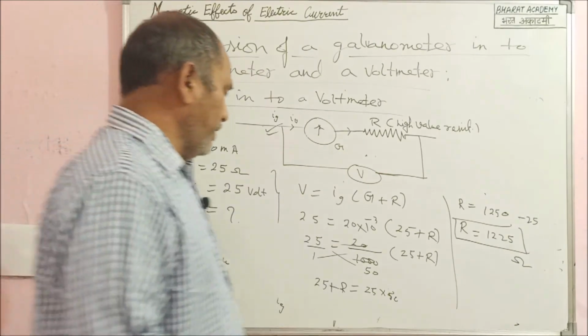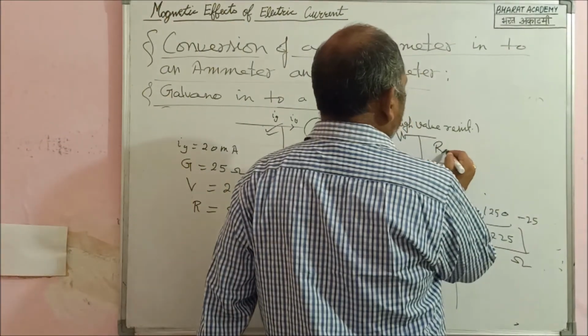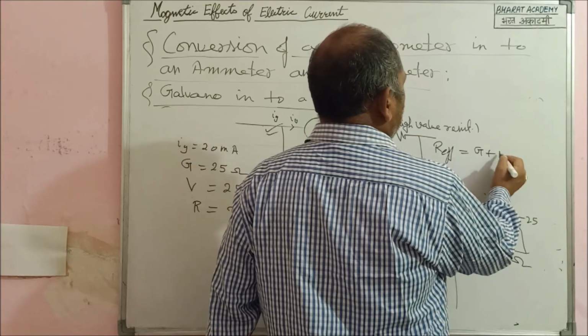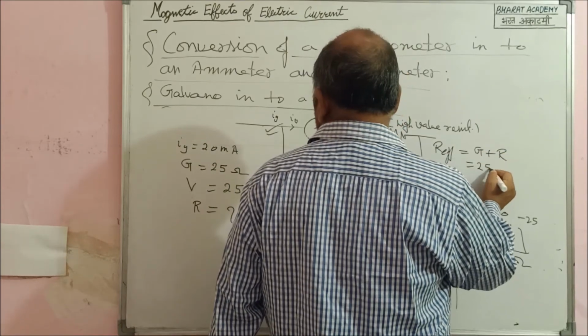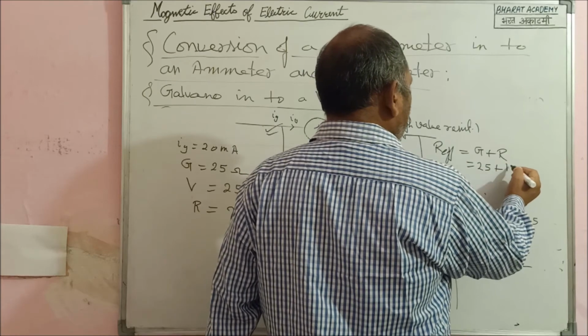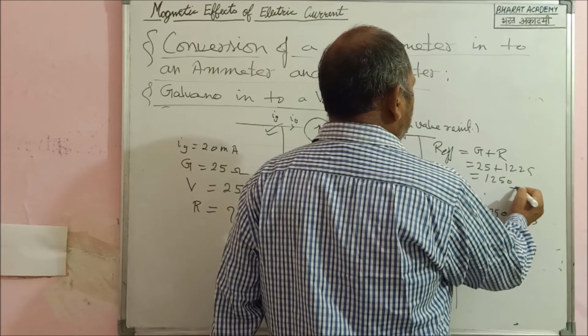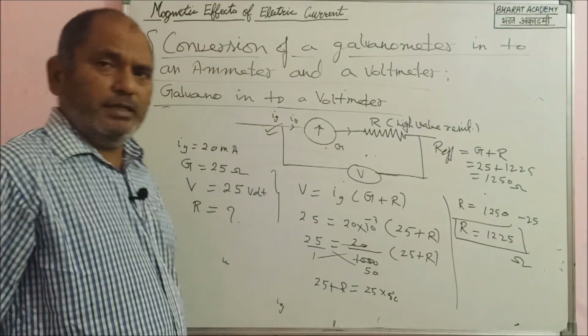Here, what should be the effective resistance? Since G and R are in series, the effective resistance will be G plus R. G we have 25, R we got 1225, so it will be 1250. That's how we do it.